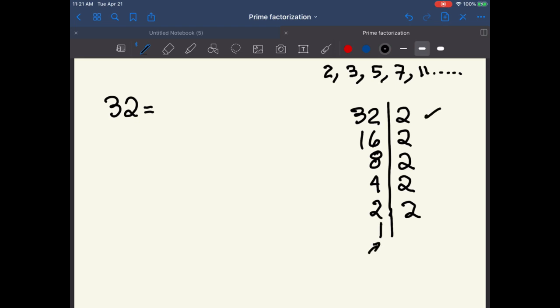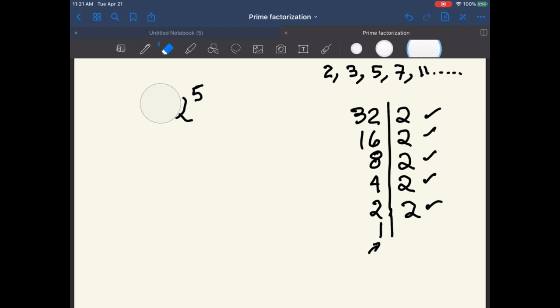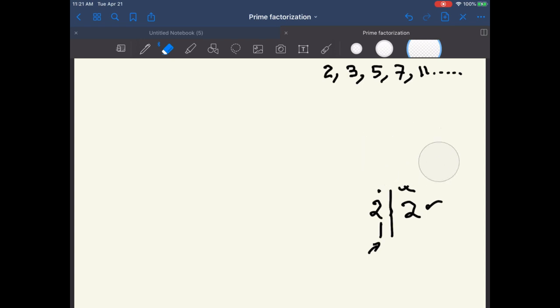I have now 1, 2, 3, 4, 5 twos. So 32 can be written as 2 to the 5th power. That is the prime factorization in powers of the prime number: 2 is the prime number and the exponent is 5. Let me do another example. I'm going to erase this one to do another example.